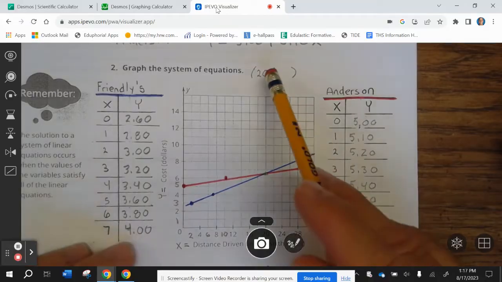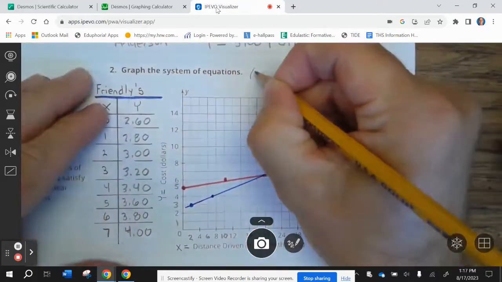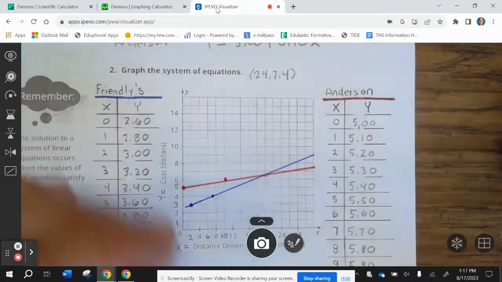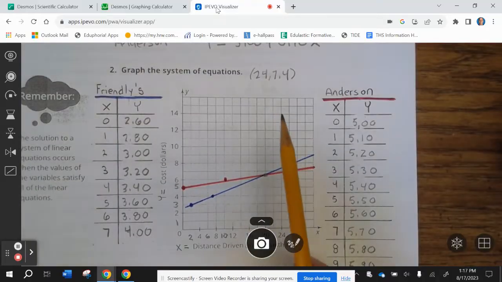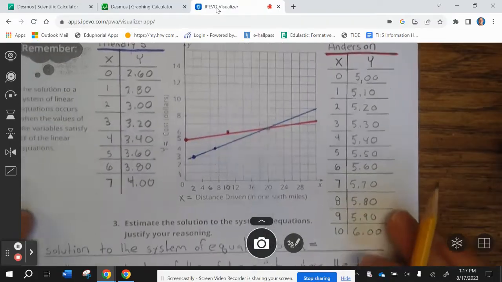You can see I was a little off on the 20. It's actually 24, 7.4. So that's why using Desmos is going to be your most efficient way to check where your actual point of intersection is when it's not easy to see exact. Okay. All right. So we have a point 24, 7.4.